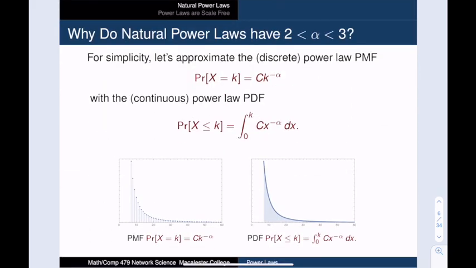For simplicity, we are going to approximate the discrete probability mass function with a continuous probability distribution function. In other words, we'll allow our random variable to take on non-integer values. As you can see from the plots of the PMF and the PDF, the corresponding areas under the functions are basically the same. Our calculations are going to go much more quickly when we can use integration instead of summations. So let's give ourselves a break and use the PDF to get a general idea of what's happening.